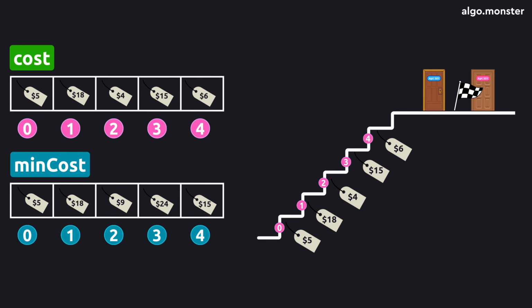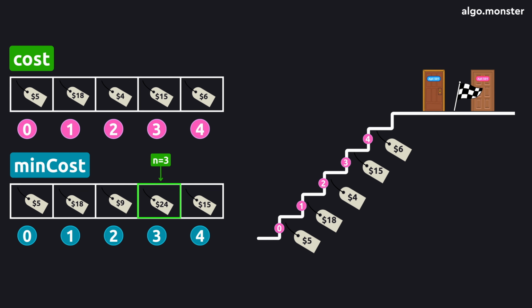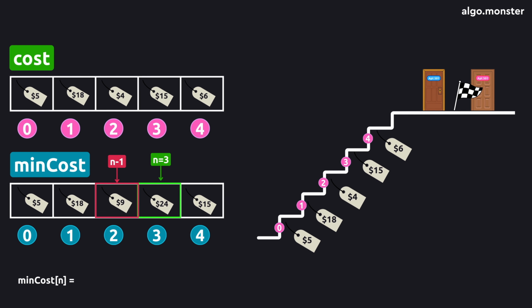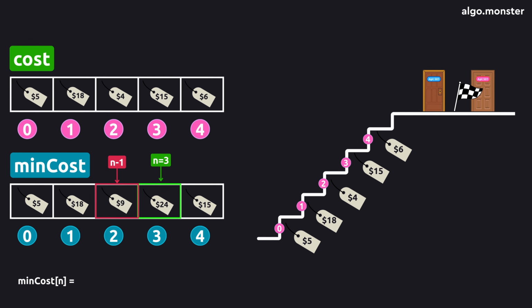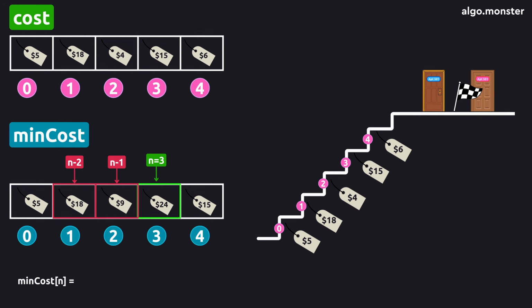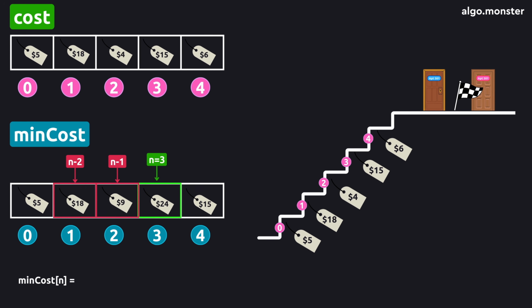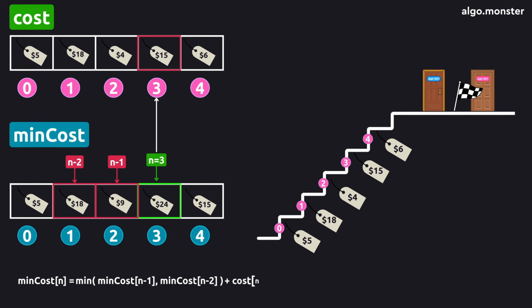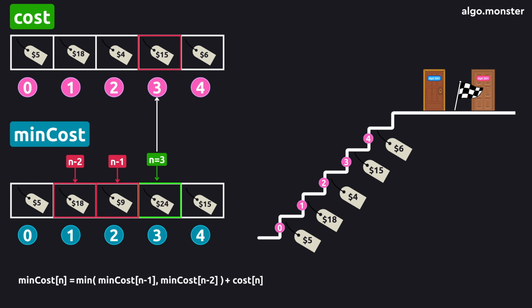Let's generalize the approach. Let min-cost n be the minimum total cost needed to step onto stair n, starting from the beginning. Now, where could you have come from to reach stair n? You could come from stair n-1. In that case, you've already paid the minimum total cost to reach stair n-1. Or you could come from stair n-2. Then you've already paid the minimum total cost to reach stair n-2. Which option is better? The cheaper one. So we take the minimum of those two values, and then we also add the cost to reach stair n from the original array of costs.